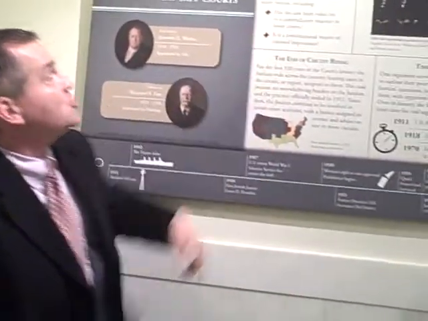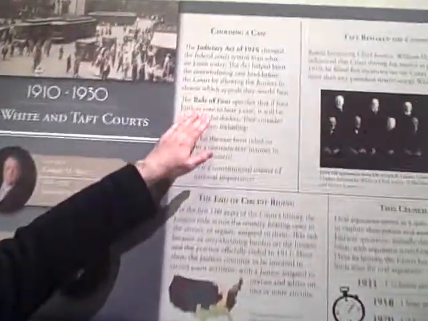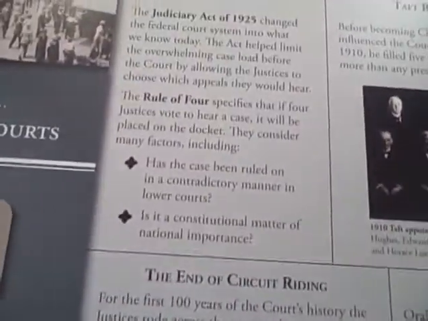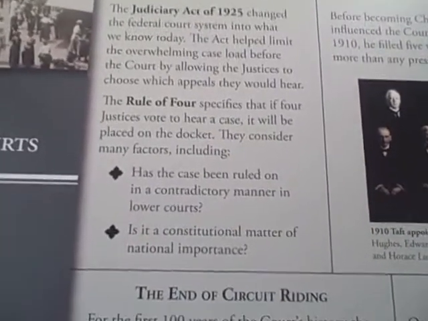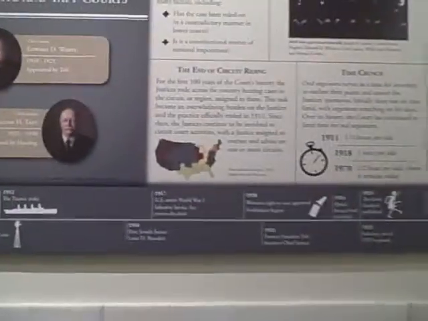The other thing up here is choosing a case. And you notice up here it says the rule of 4 specifies that if 4 justices vote to hear a case, it will be placed on the docket. Think about that for a second. It's really hard for 4 justices to agree, so it's really hard to get on the Supreme Court docket.